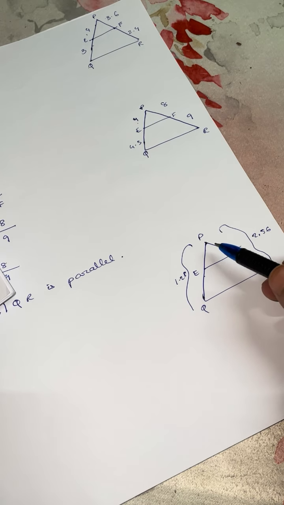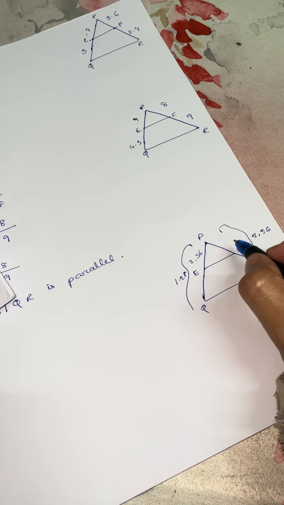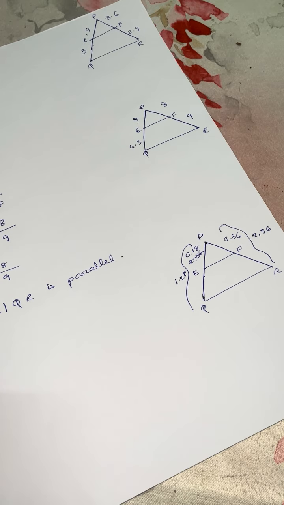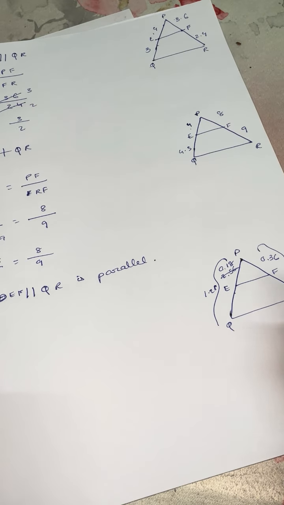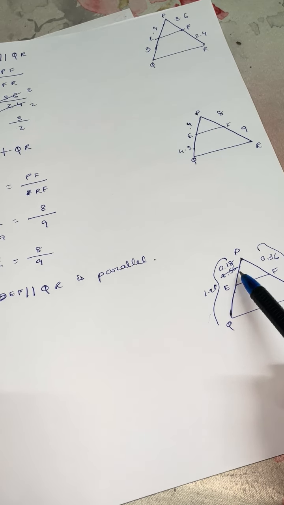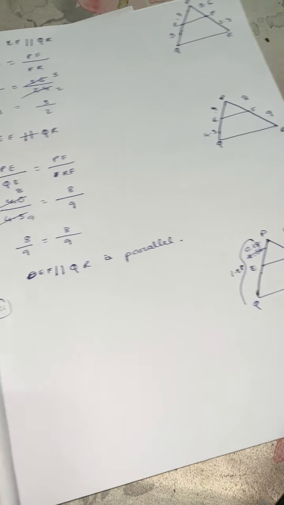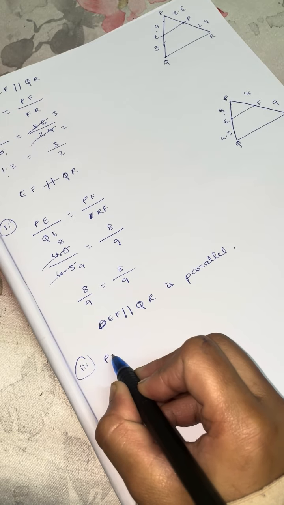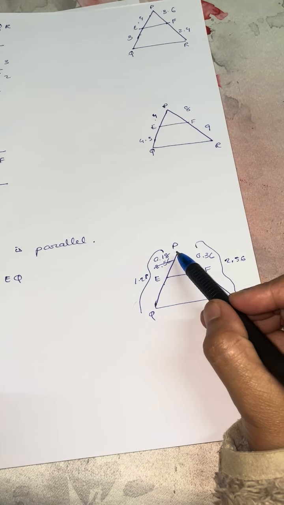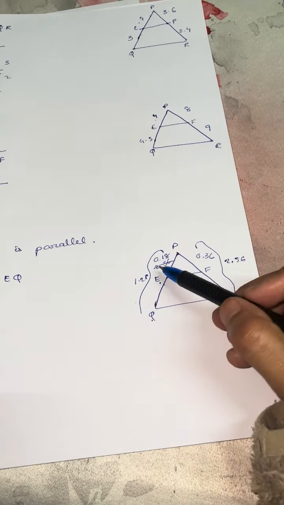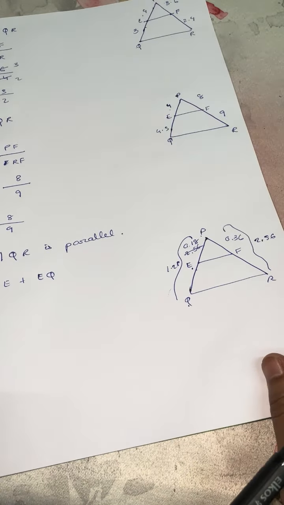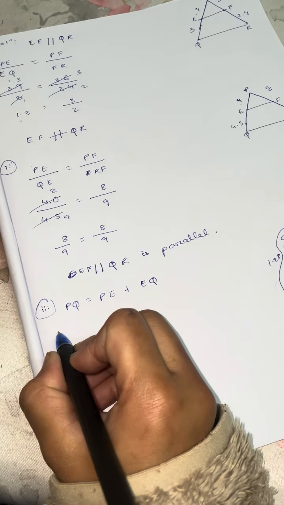PR is 2.56, PE is 0.18 and PF is 0.36. This whole thing is divided into two portions, so we can say PQ equals PE plus EQ. PQ is 1.28.